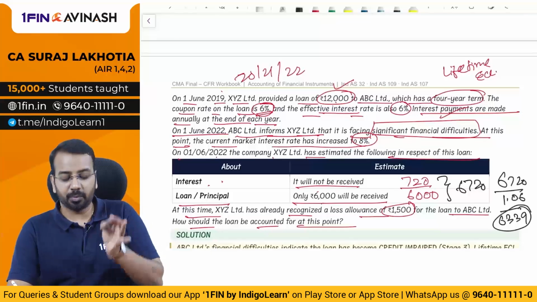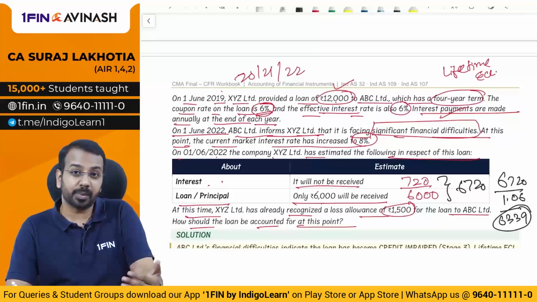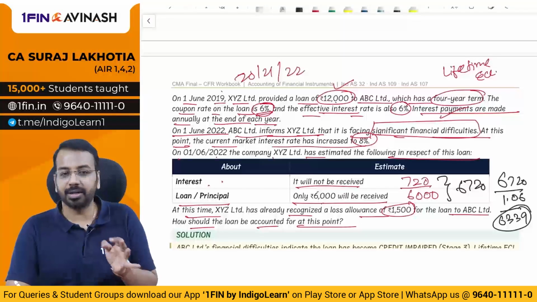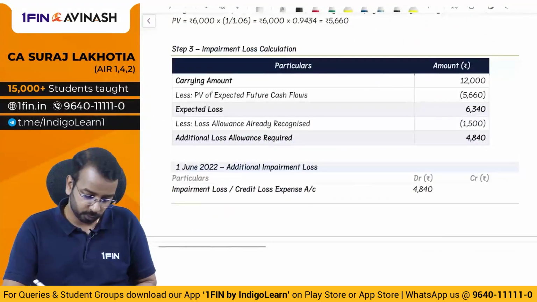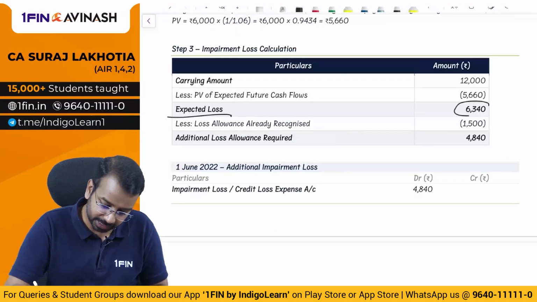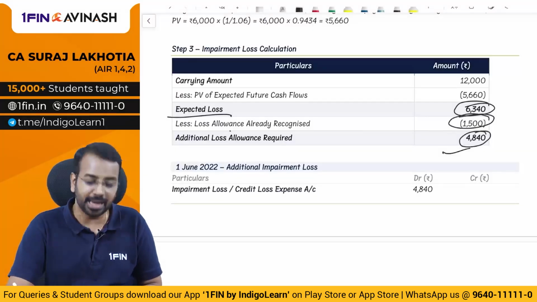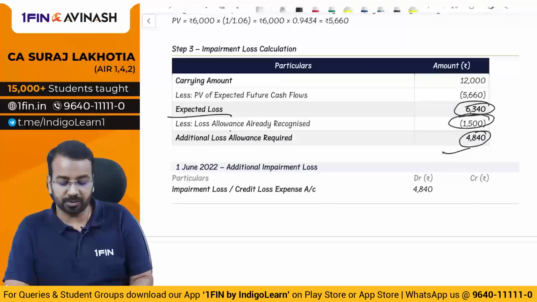Here we don't multiply with the probability, we are calculating lifetime expected credit loss. Okay, we are calculating lifetime expected credit loss. So, the expected loss is 6339. Already 1500 we have provided, the balance amount should be provided as impairment loss or expected credit loss.